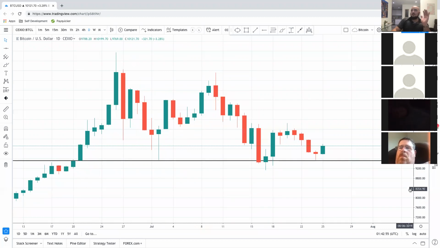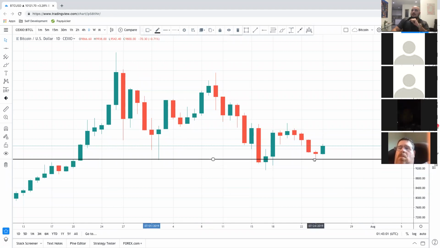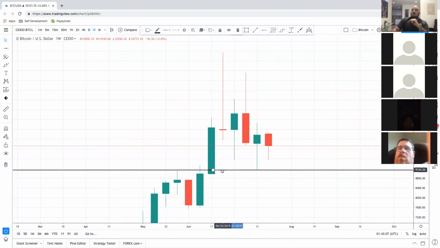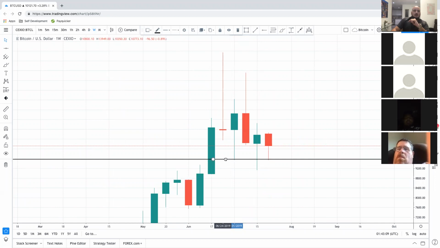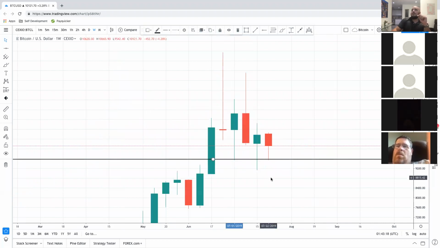Now, I want you guys to understand something pretty cool here. This is very important to get. If you notice where I put this line, guess where it was? This is on a weekly time frame, guys. Guess where this whole number and this line ended up being? Right by a whole number. Okay? 95.75.